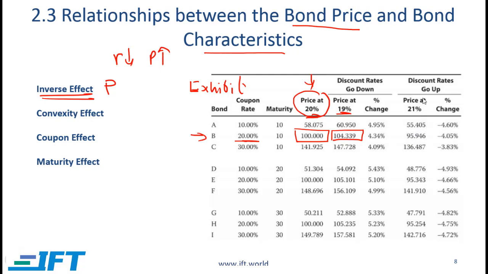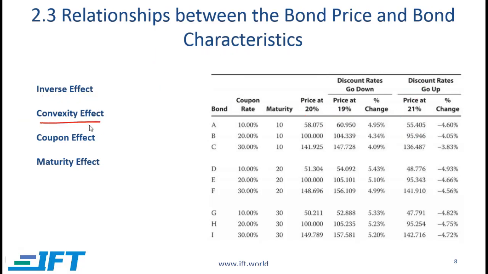What if the rate increases to 21%? This is the market interest rate. Coupon rate is still 20%. When the rate goes up, then the price comes down. So there is an inverse relationship between the market rate and the price of the bond. This is called the inverse effect. On the next slide, we will draw a graph depicting this effect.